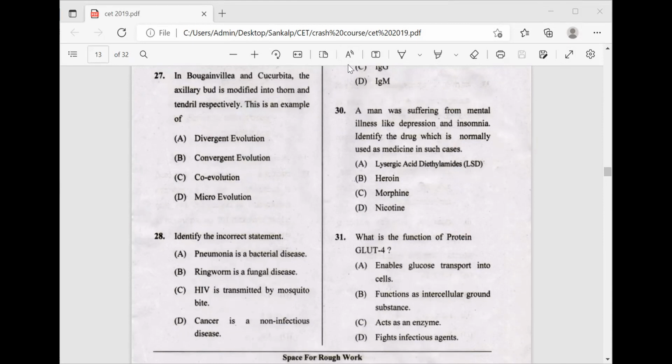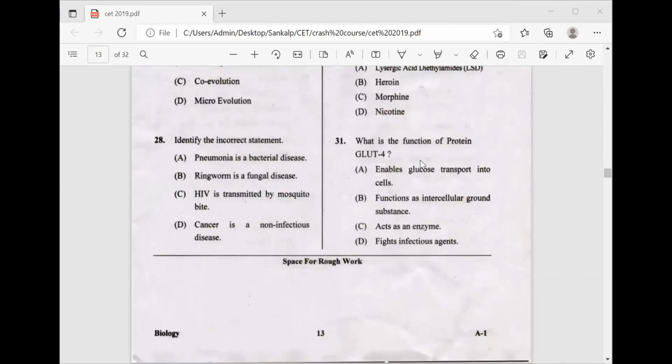Okay. Janvi said option A and Kirtana said option A. Bhairesh said option A. Vani said option A. Tasmia said option A. The right answer is option A.